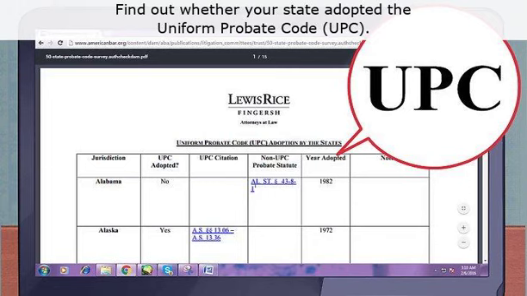If your will does not meet the legal requirements, it will be found invalid and any property will pass under state laws governing the distribution of assets when someone does not have a will.